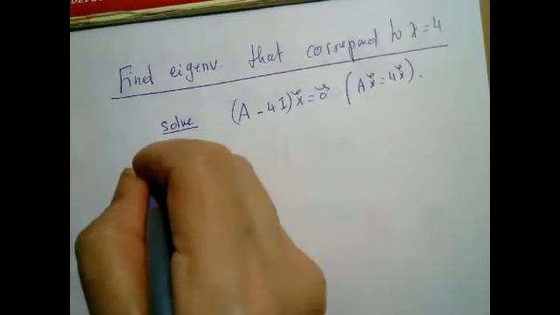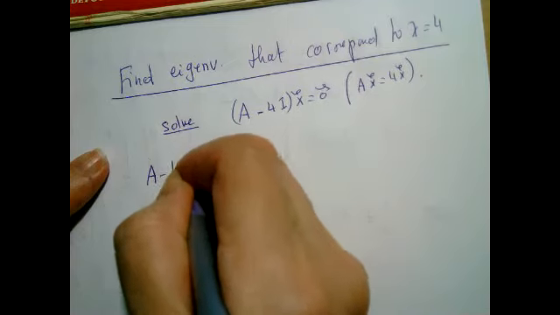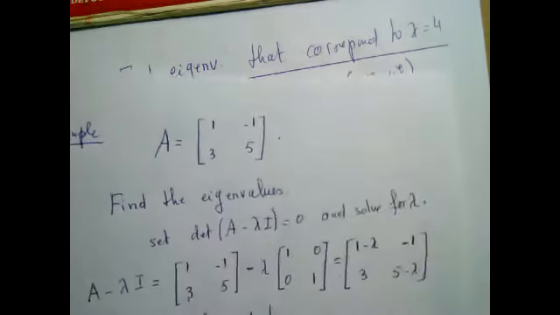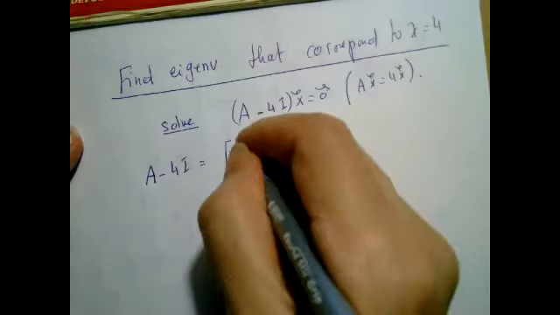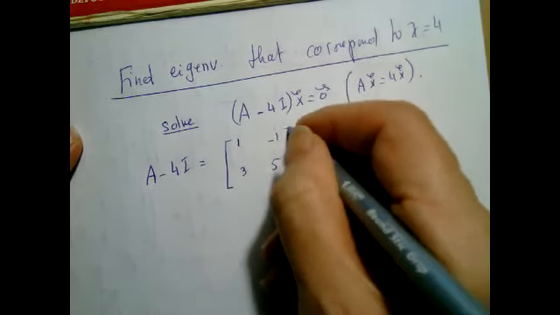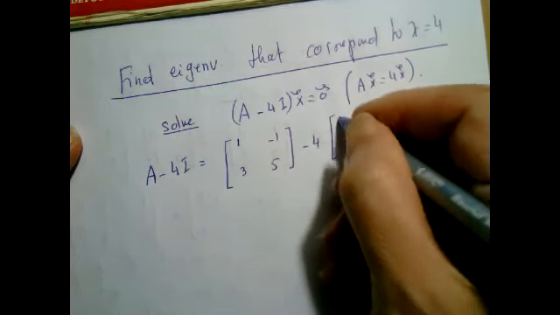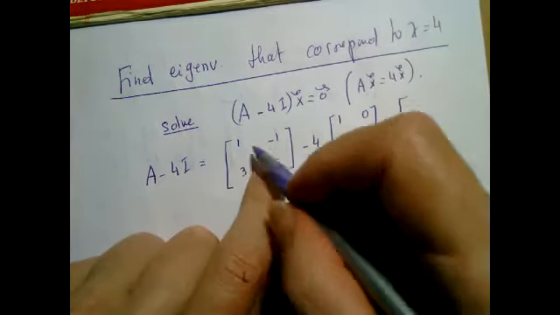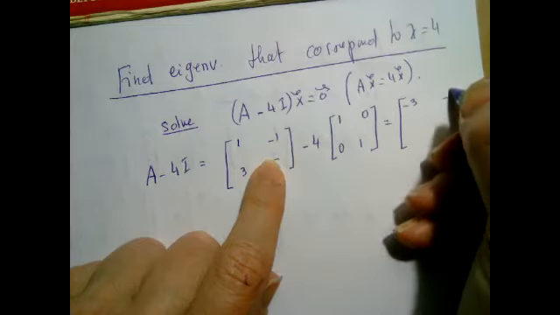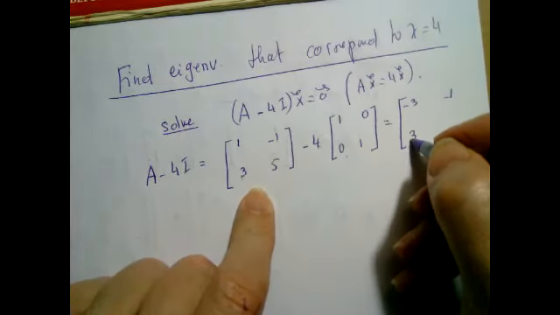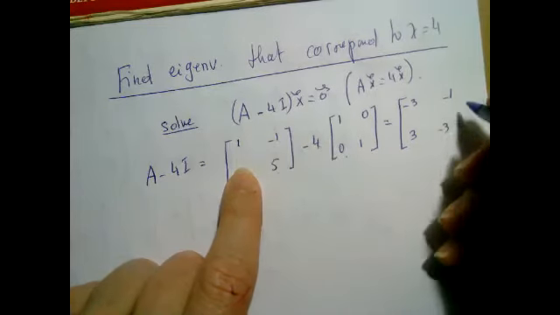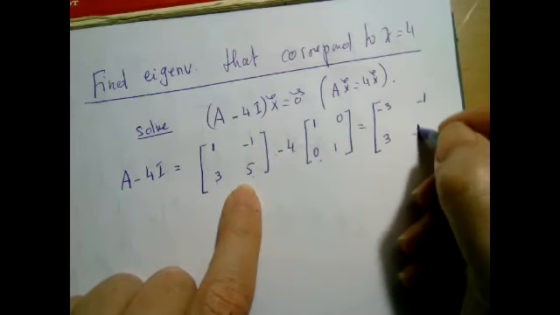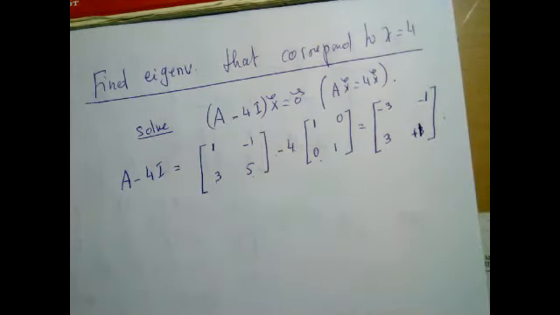So again, I will have to take A minus 4I. I have to compute it first, and then I proceed. So my A was 1, minus 1, 3, 5. I'm going to take it minus 4 times 1, 0, 0, 1. And 1 minus 4 is minus 3, minus 1, 3 minus 0 is 3, and 5 minus 4 is 1.